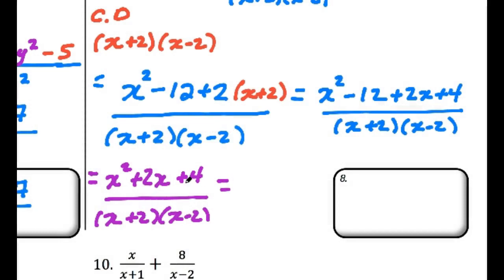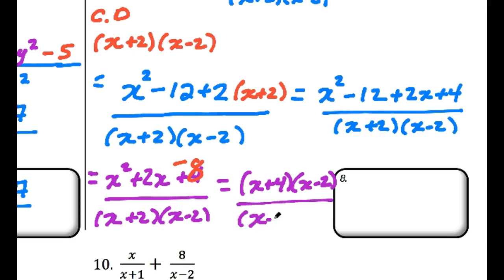Now, can I factor that numerator? Two numbers that multiply to be 4. Let's see. Oh, I'm sorry, that should be minus 8. I missed the 12. Negative 12 plus 4 is negative 8. So this should be minus 8 here. Now I can factor that. So look, x squared plus 2x minus 8 is x plus 4 times x minus 2, all divided by x plus 2 times x minus 2.